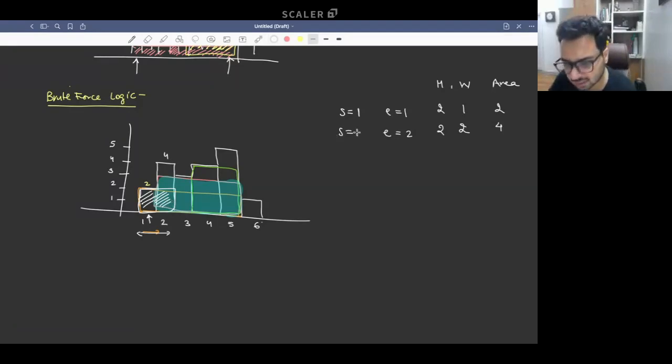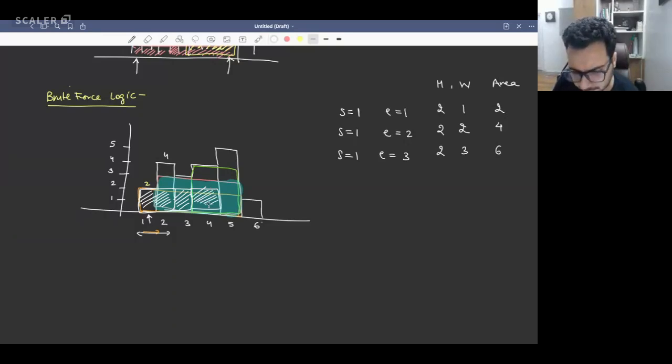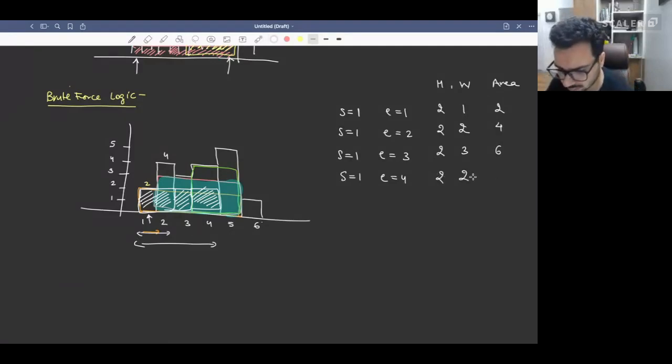Now I say I'll still have the same starting point, but my ending point is 3. What should I do? I still need to track out of all these three what is the minimum. So the minimum is still 2. So width is 3, the height is 2, the area is 6. What about 4? Let's include this. Start is 1, end is 4, the height is 2. The minimum in this range is 2. So the width is 4 now. The area is going to be 8.